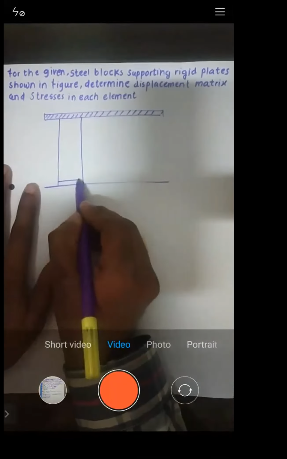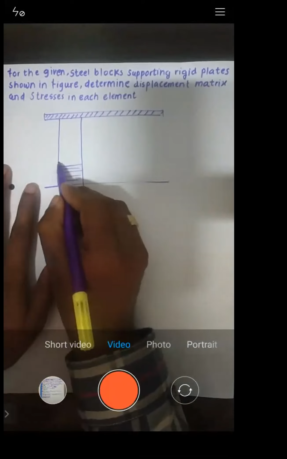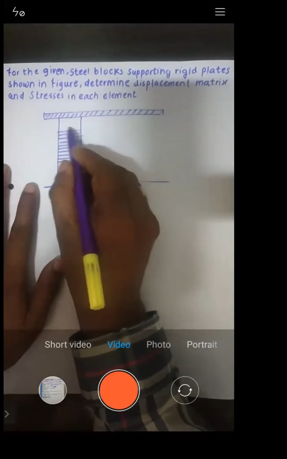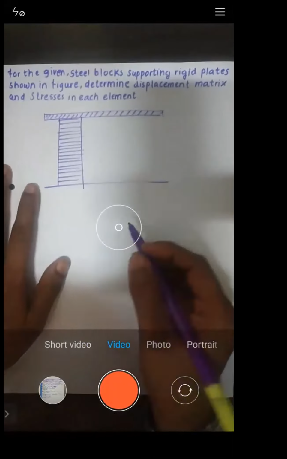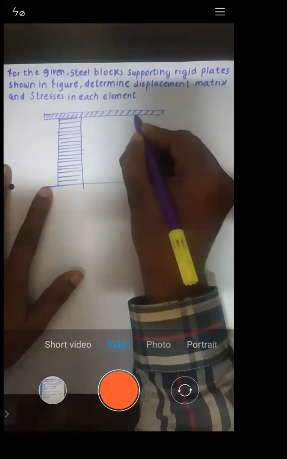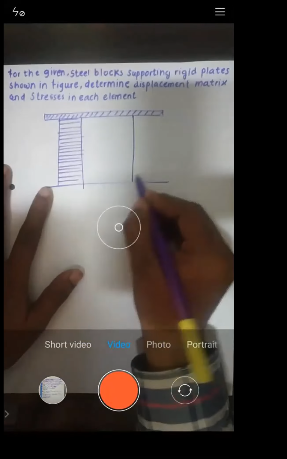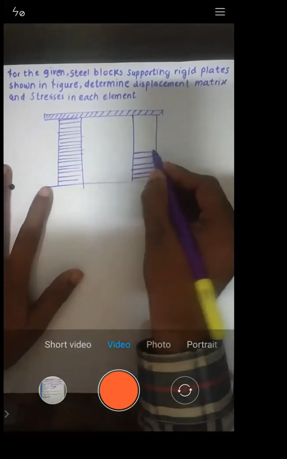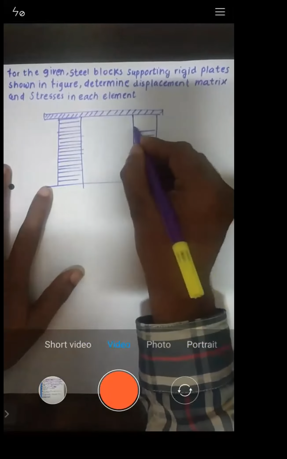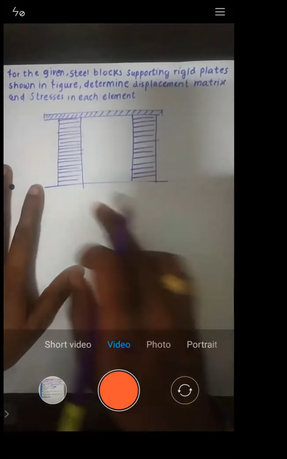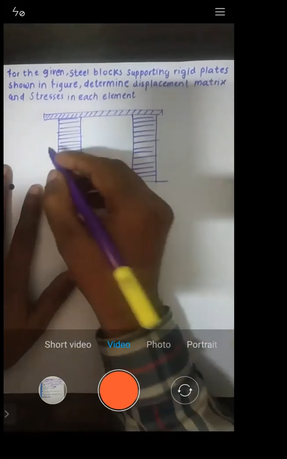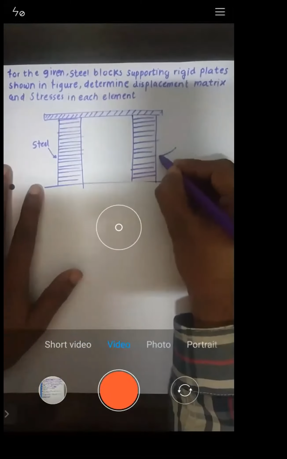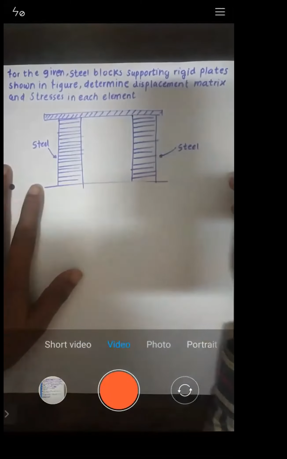This is one plate, or you can call it as block. This is basically one block. This is again one more block you can have, right? This is one more block. See, this is one block and this is one block. Both the blocks are made up of steel.